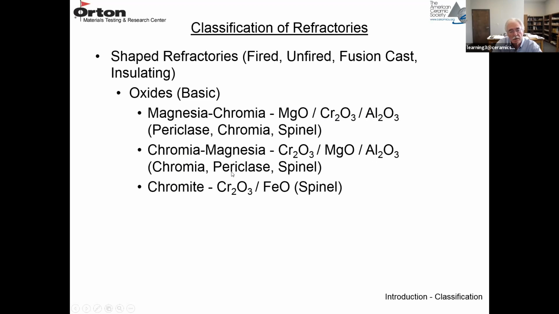So that's chromia, periclase, and spinel, the same crystalline phases present, but there would be more chromia in a chromia magnesia spinel and more periclase in a magnesia chromia material. The other basic material is chromite, which is Cr2O3. There's an FeO impurity, which forms a spinel crystalline phase.